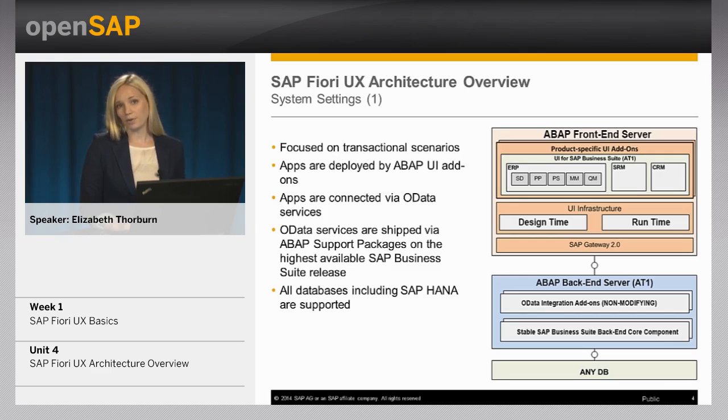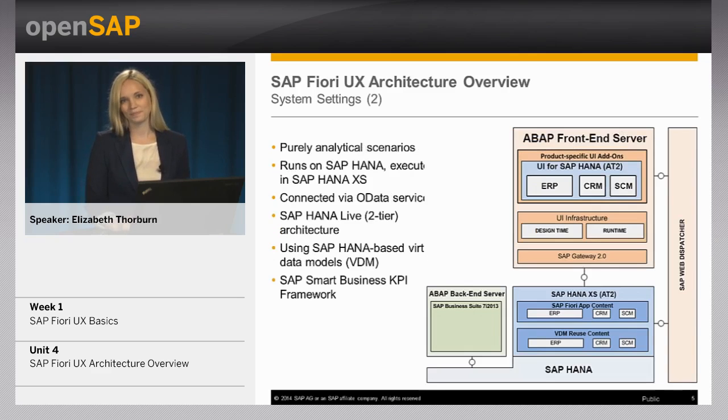SAP NetWeaver Gateway handles the communication between the client and the SAP Business Suite backend. It uses OData services to provide the backend data and functions and processes HTTPS requests for OData services. The ABAP backend server is where the SAP Business Suite products are installed. These products provide the business logic and backend data, including roles and authorizations. The database for transactional apps, which I said before, can be any database or SAP HANA.